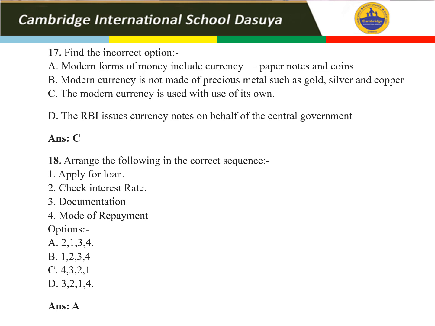Next thing is: arrange the following in the correct sequence. The correct sequence is 2, 1, 3, 4. I told you we always check the interest rate first, then we apply for the loan, then we do documentation, then the mode of repayment. So 2, 1, 3, 4. Option A is the correct answer. Now let's move to the next question.